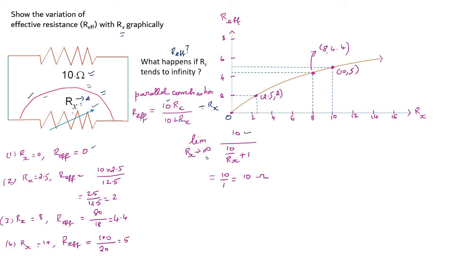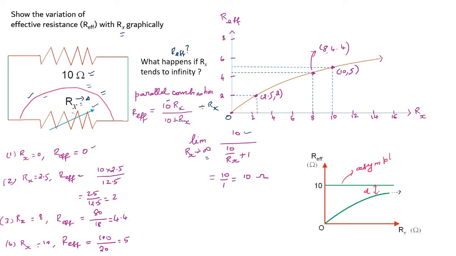Have you understood this? Okay, we can also explain it using the graph this way. As Rx is increasing, tending to infinity, the curve will become close to this line, which is called the asymptote. Let's say the distance between the two is d. The equation of the line is R effective equals 10. So actually, what is an asymptote? An asymptote is a line the curve approaches when its x value tends to infinity.